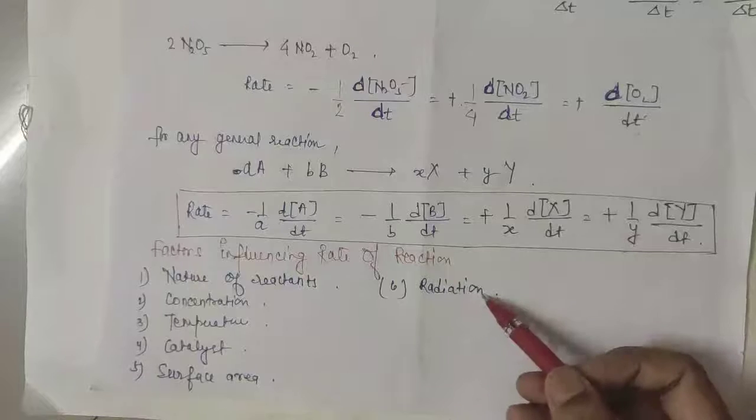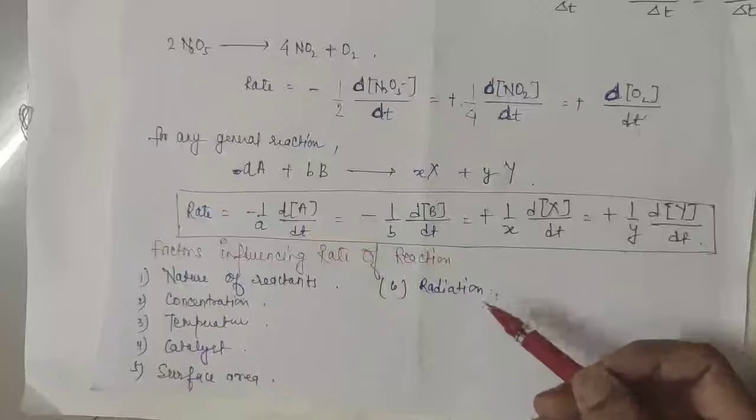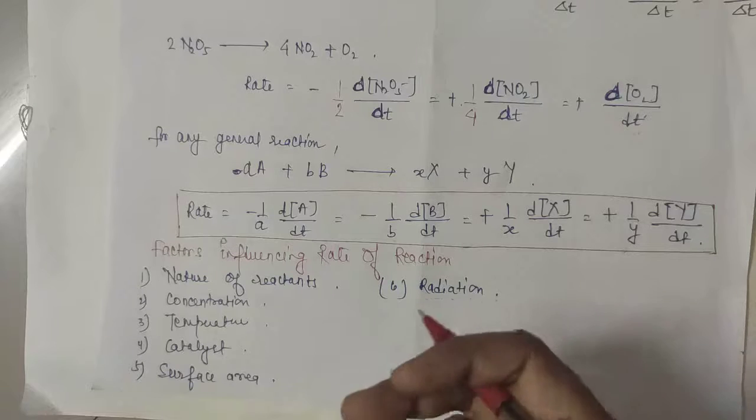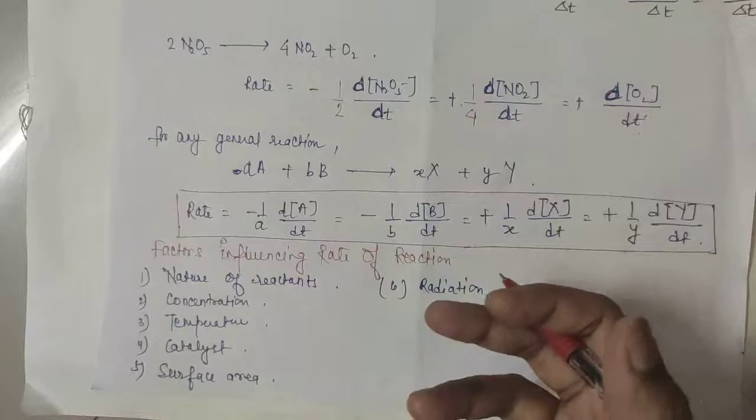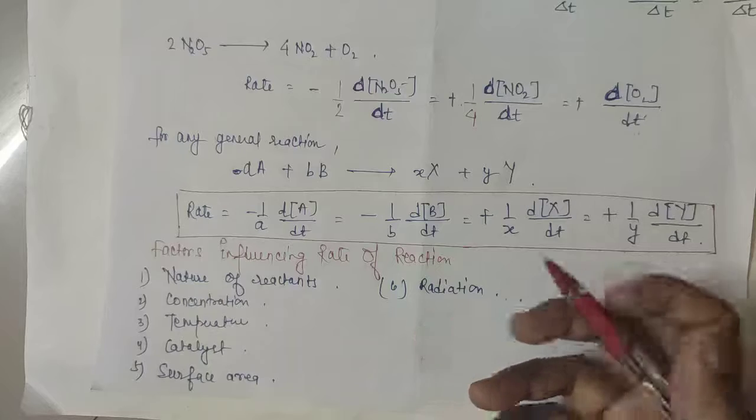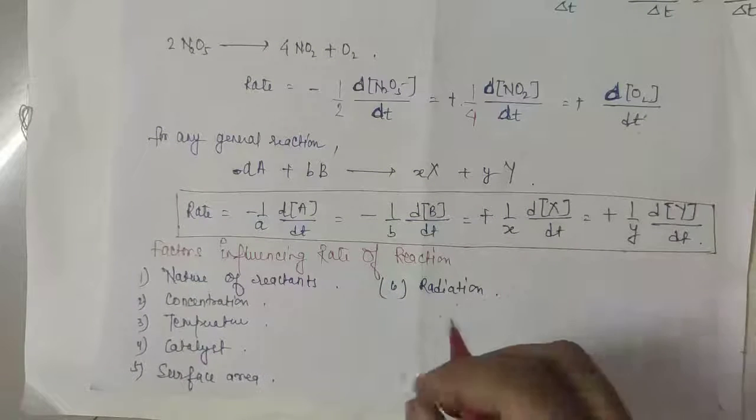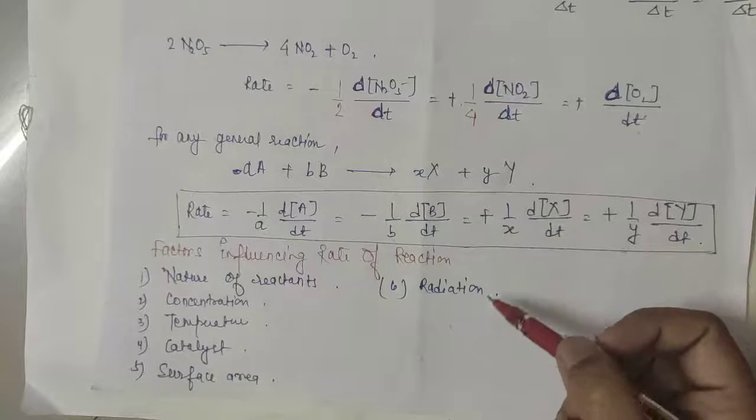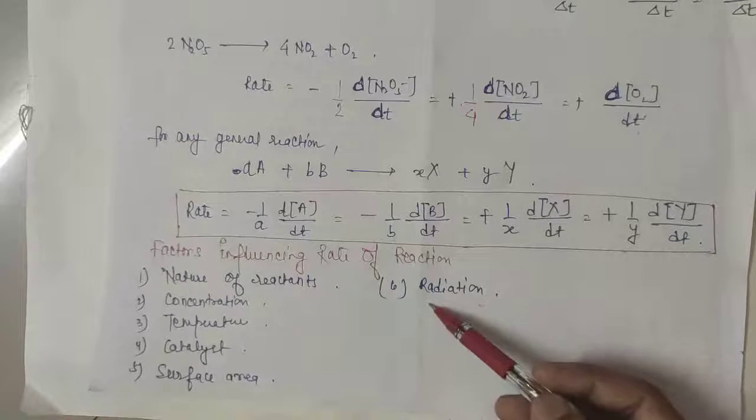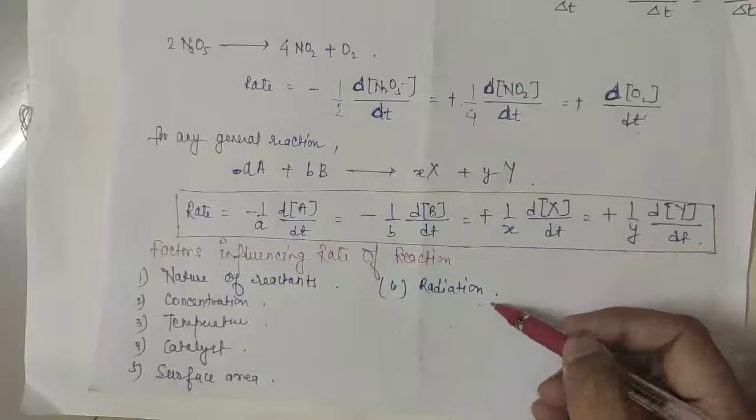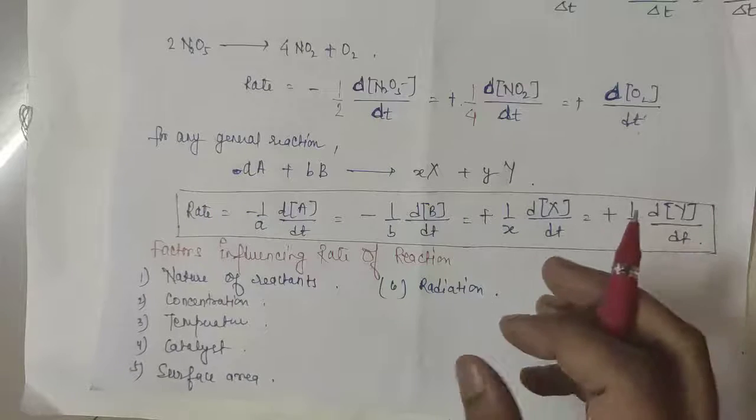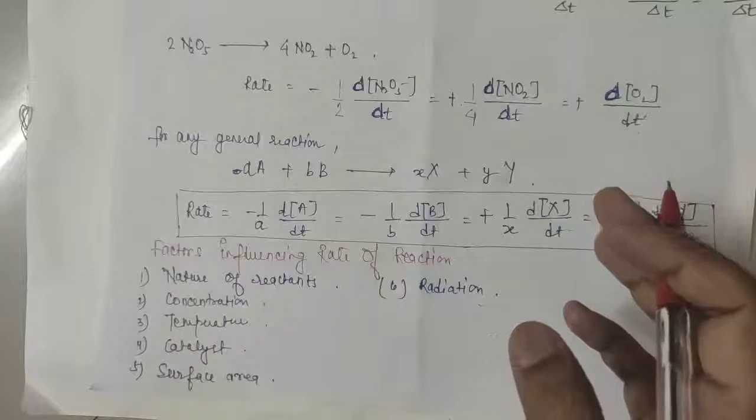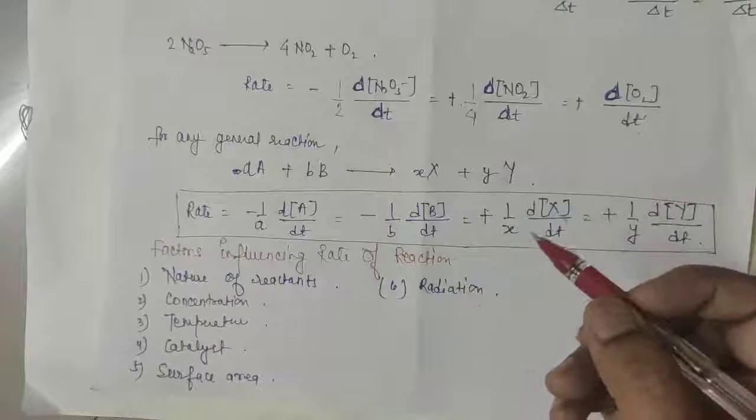Next is radiation. Radiation helps to break bonds faster. Okay, it helps in the breaking of bonds of the reactant. So the rate of reaction also increases if radiation is used. Reactions in which radiations are used come into a special category known as photochemical reactions. Okay, so that's all for today.